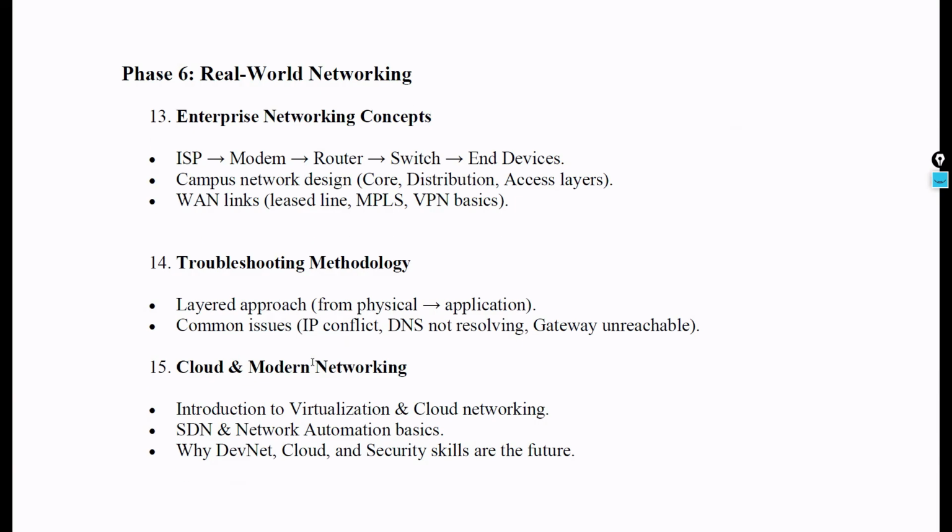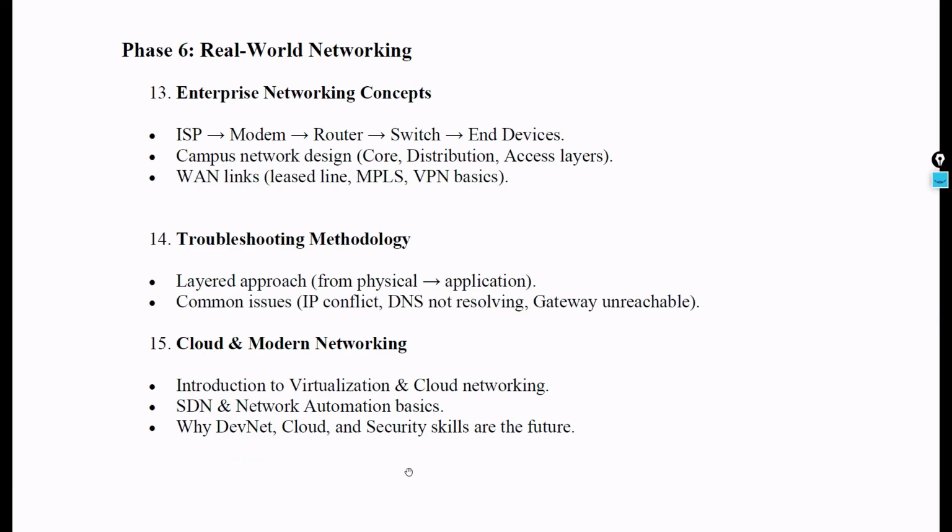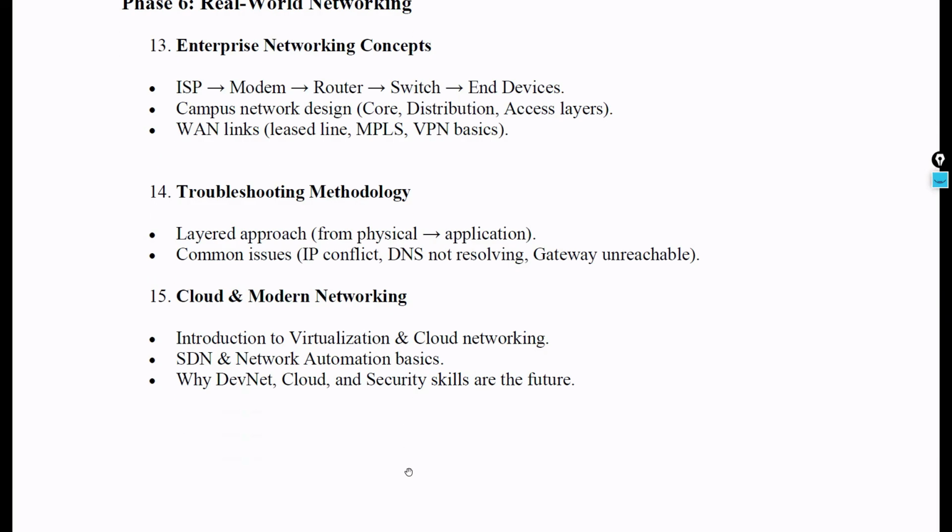Then we have cloud and modern networking, where I'll get you familiar with virtualization, cloud networking, what is SDN, network automation, then what is DevNet, why DevNet, and why do we have this DevNet, cloud and security skills, why these are called the future. So that's how this particular networking fundamentals course is going to be.